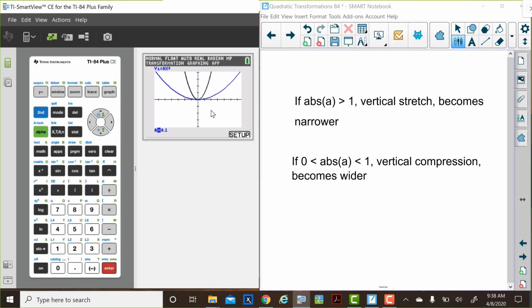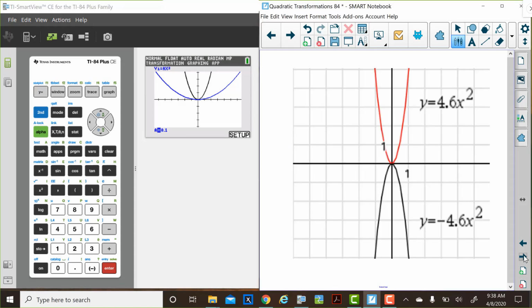Now, let's look at two graphs on the next page, both of which have the same absolute value for a. We're looking at y is equal to 4.6x squared opening up, and y is equal to negative 4.6x squared opening down. Notice that the graph that opens down is a reflection across the x-axis of the graph that's opening up, but they both have the same shape.